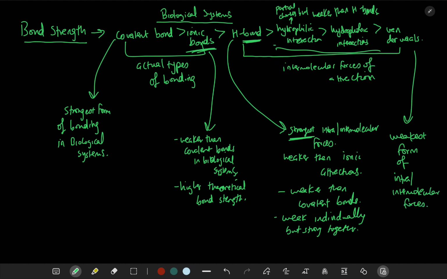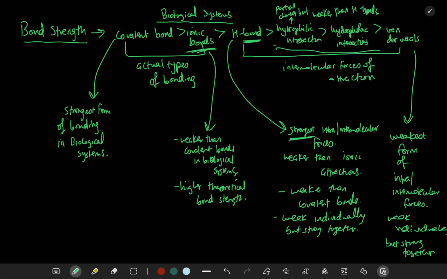But similar to hydrogen bonds, they're quite weak individually, but they can be relatively strong when present in large numbers. So the same thing applies. They're weak individually, but strong together. Obviously, they're much weaker than hydrogen bonds, but when they're present in large numbers, they can have a significant effect on the physical properties of an element or of a molecule.